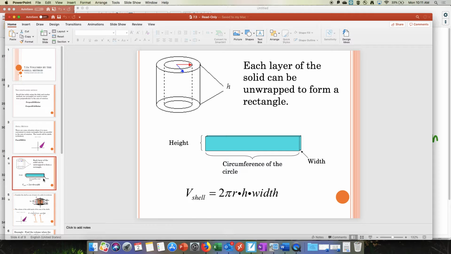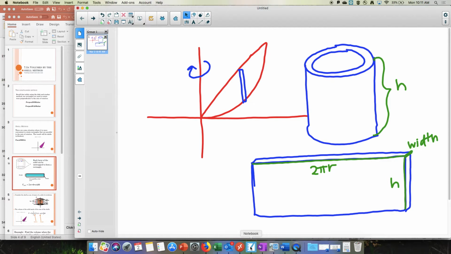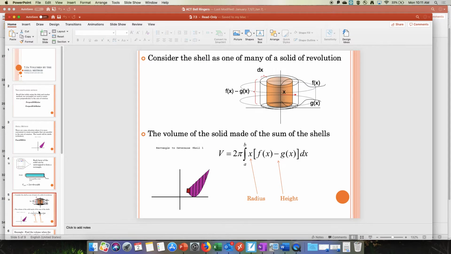All right, so let's go back to my picture. The height is corresponding to the height of this rectangle. How do we determine the height of this rectangle? Top minus bottom. Whatever our top function is, maybe it's called f, minus our bottom function, maybe it's called g. And what is the thickness of that rectangle? In this picture, our thickness is dx. So the height of our function is top minus bottom. Now the radius, in this instance, we're going to label as x.